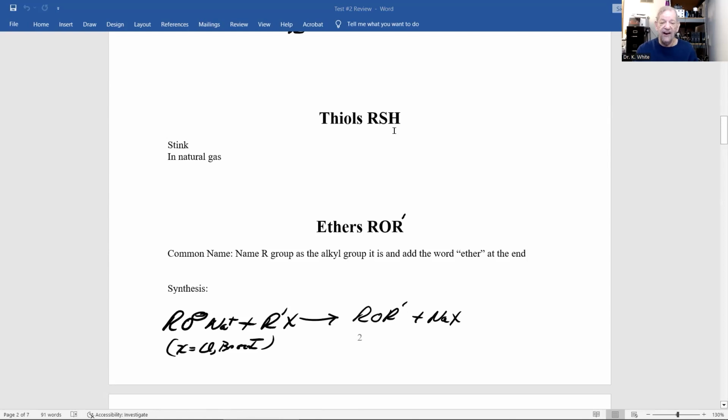How stinky are thiols? Well, if you've ever smelled natural gas, you know it's got a strong odor, but they only put about 1 to 4 pounds of thiol in, wait for this, a billion pounds of natural gas, methane. That's how stinky they are.